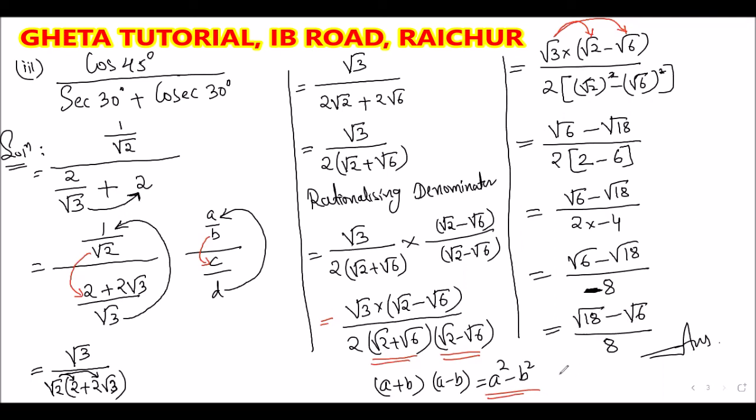So in this, one more step we can do. Can you write the value of root 18? Root 18 we can write as root 9 into 2, that is root 9 times root 2. 9 into 2 is 18, and root 9 will come as 3. So in the place of root 18, I can write 3 root 2 minus root 6, divided by 8. This is also the last step.